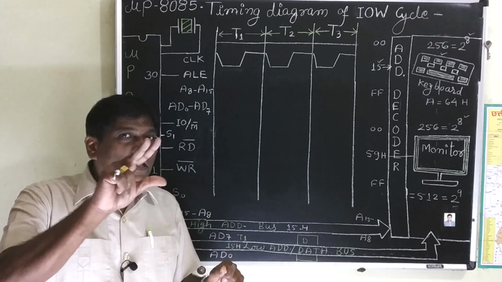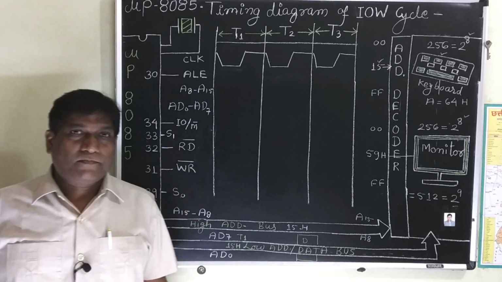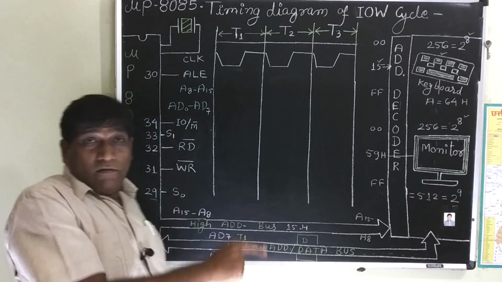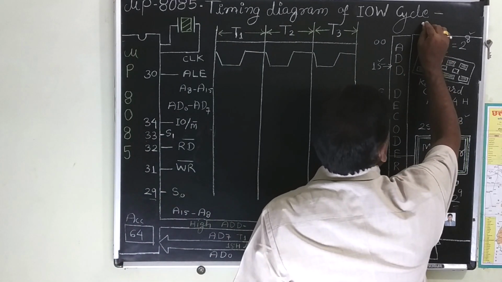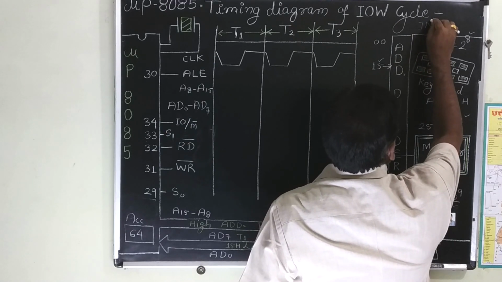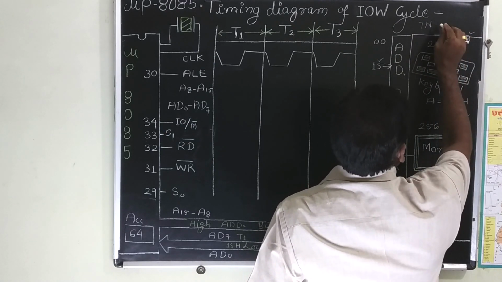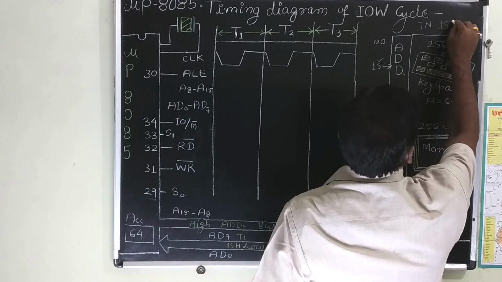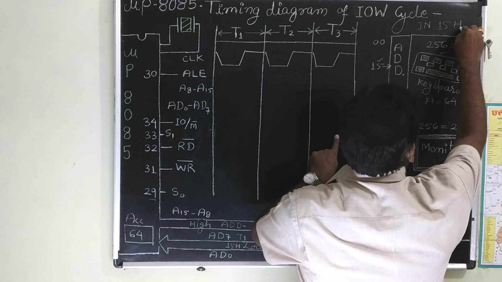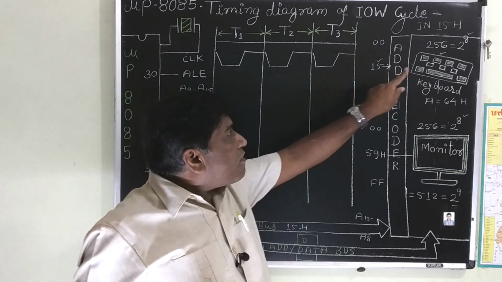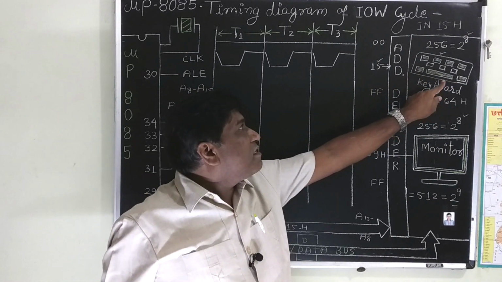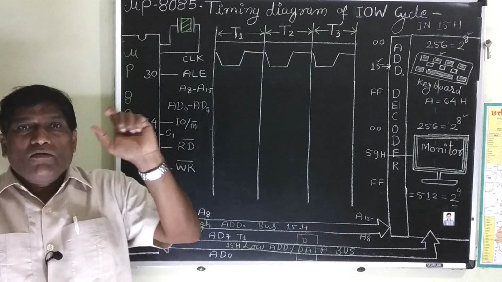We are having two instructions in the 8085 microprocessor. These instructions are for input: IN. A very simple instruction, IN, and then we write the address, say address 15H. That means data from port number 15 should be transferred to the accumulator.